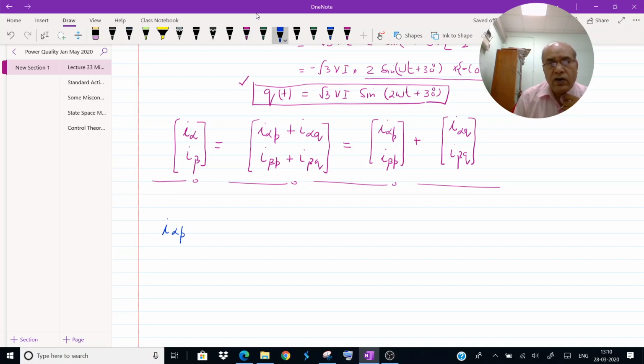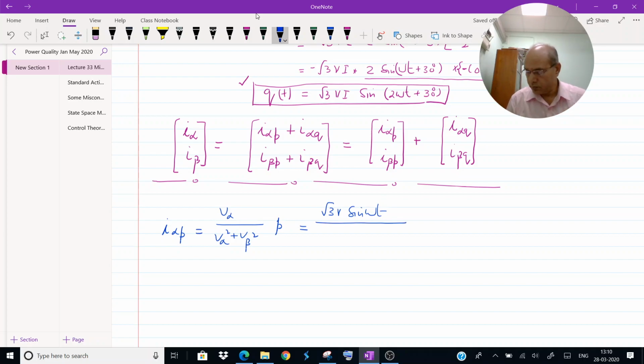i alpha p was nothing but b alpha over b alpha square plus b beta square into p. And if you remember, this is root 3 into b into sine omega t. This is root 3 sine omega t whole square plus minus root 3 b cos omega t whole square.